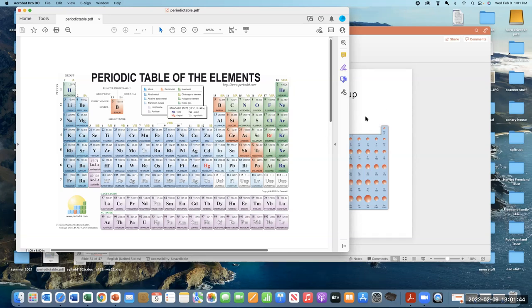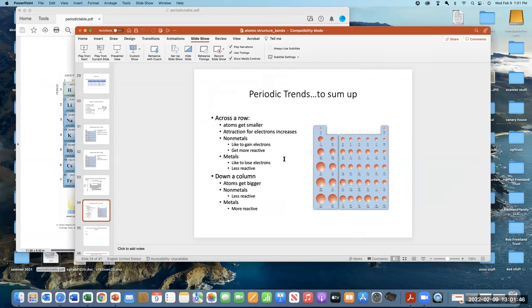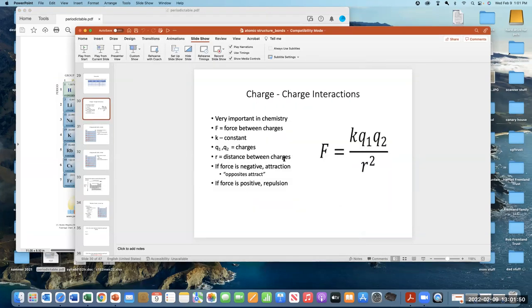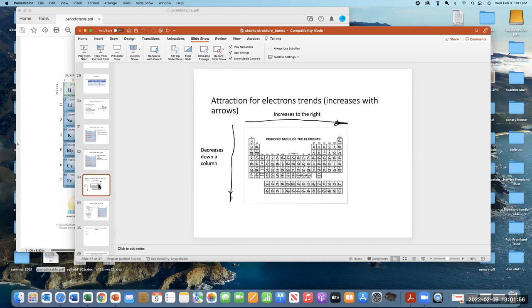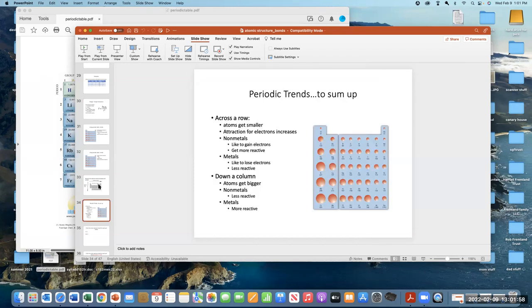The size is a big deal. And if you're thinking mathematically a little bit, if you back up to that equation, it's the distance squared. So it really makes a big difference. Good question, though. All right. So going back to here.